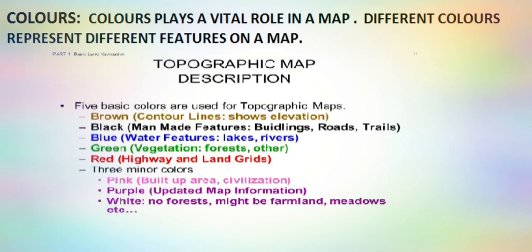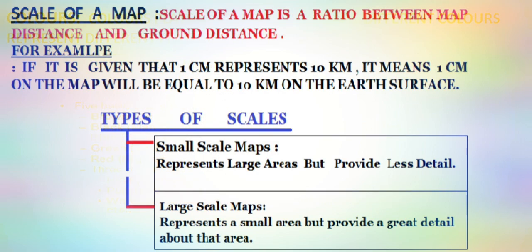Then the next one is red. It represents man-made features like main roads, grid lines, settlements, huts, etc. Yellow color. It represents all the cultivated areas. White color represents uncultivated area. The next element of a map, that is the scale of the map.